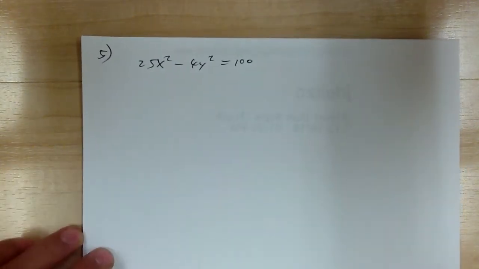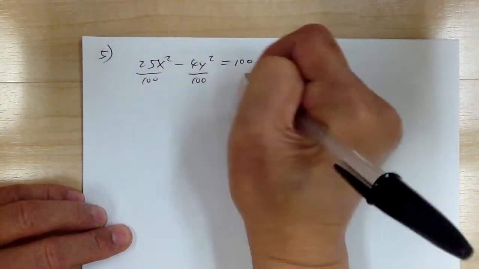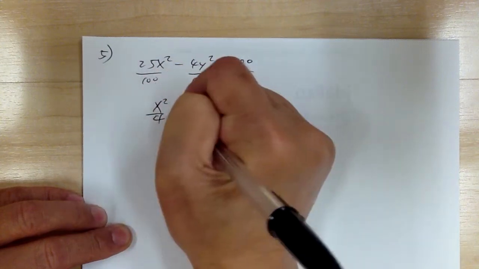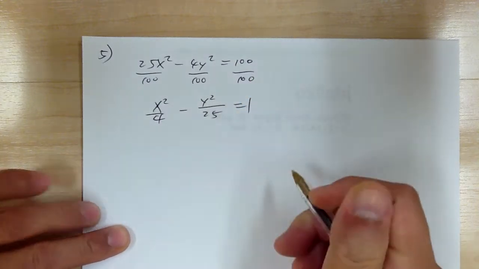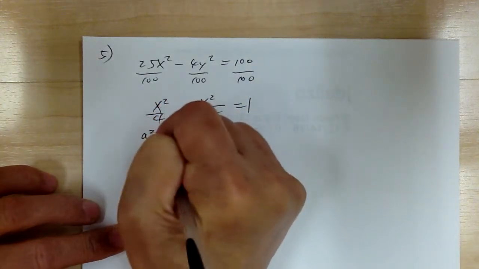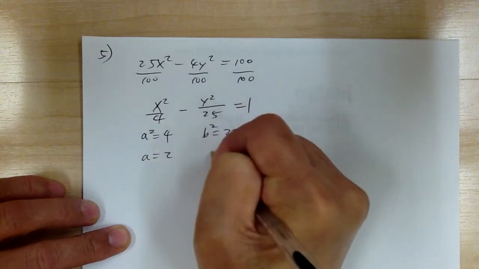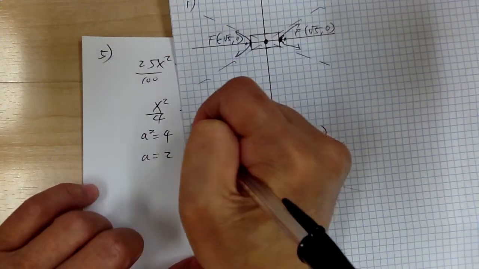Okay, so first you have to put it in the standard form. So divide everything by 100. So you got x squared over 4 minus y squared over 25 equal to 1. From here you can see that a squared equal to 4, so a equal to 2. B squared equal to 25, so b equal to 5. Okay, so now let's go and do number 5.